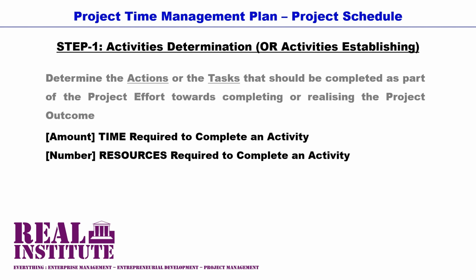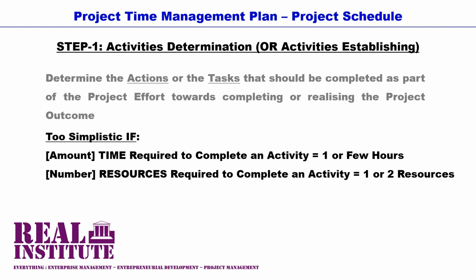Depending on the nature and the complexity of a project, usually an action or a task that takes an hour or a few hours to complete, or that requires one or two resources to complete, is too simplistic to become a project activity, and as a result, it should be grouped with other related actions or tasks to make a project activity. Likewise, usually an action or a task that takes too long, say more than a month to complete, or that requires, say, more than 10 resources to complete, is also too complex to become a project activity, and as a result it should be decomposed further into several actions or tasks that each can make a project activity. Again, this also depends on the nature or on the complexity of the project.